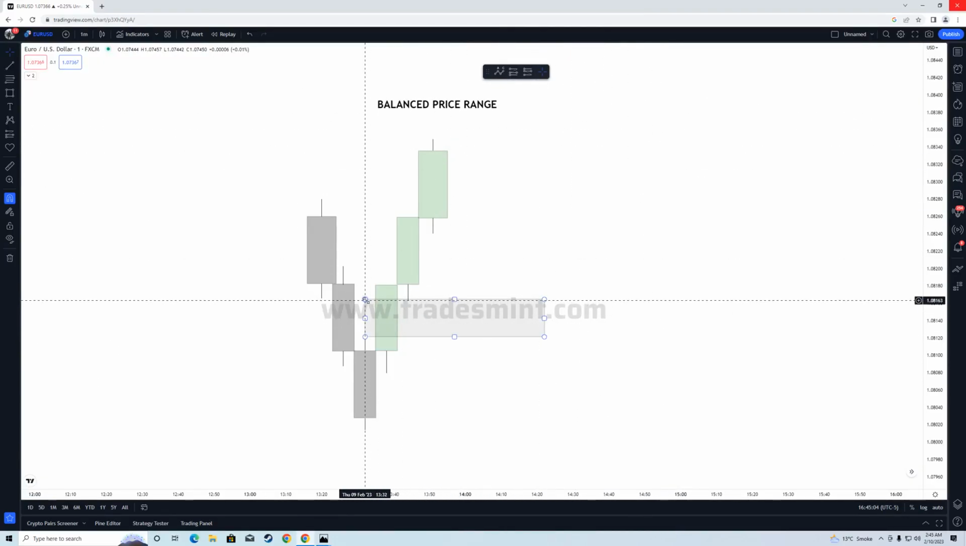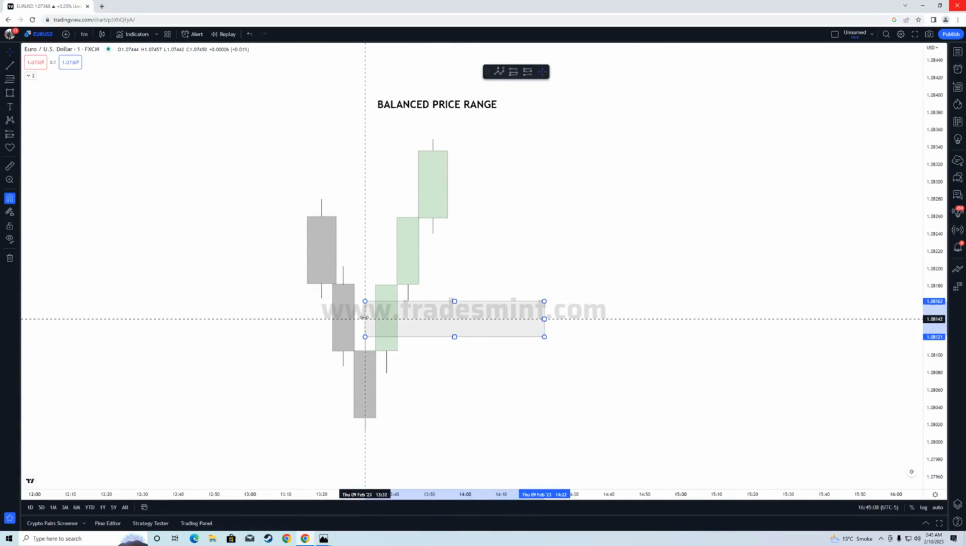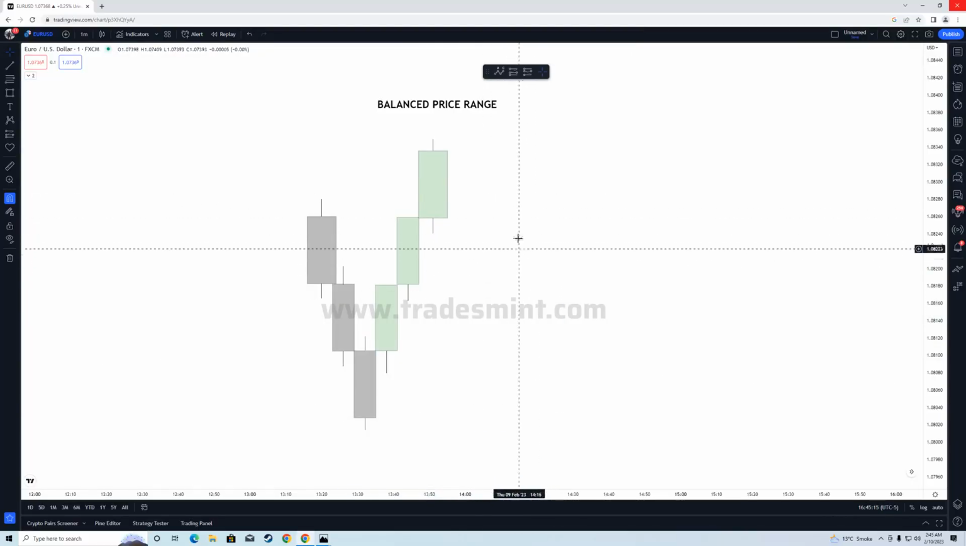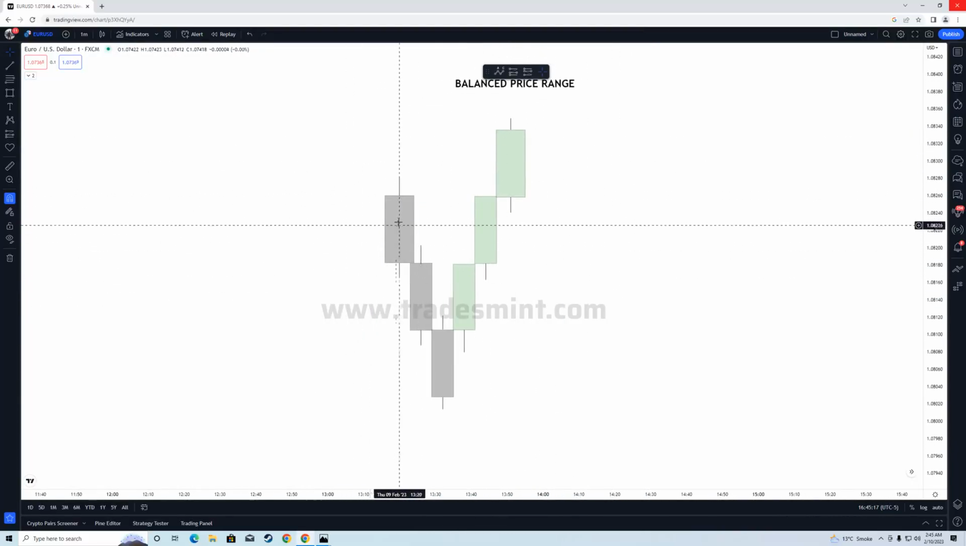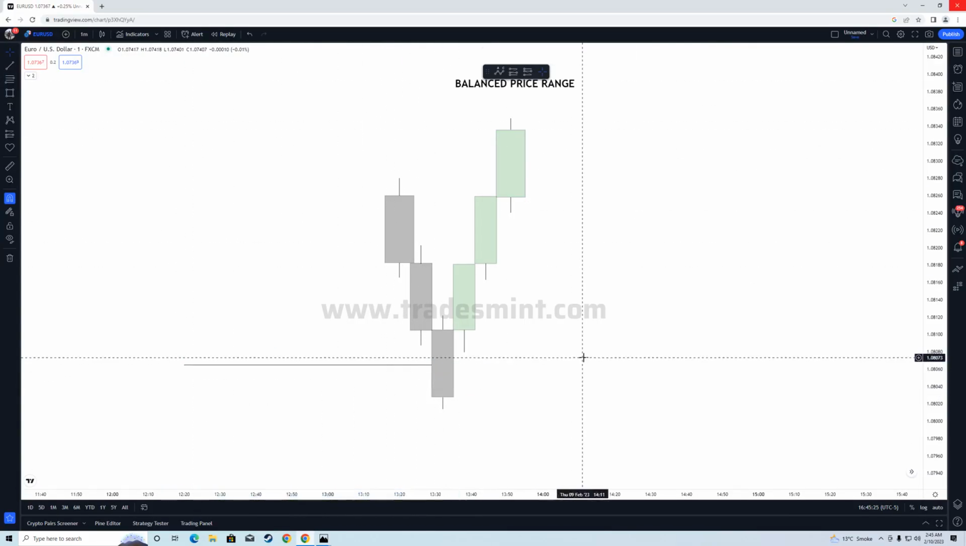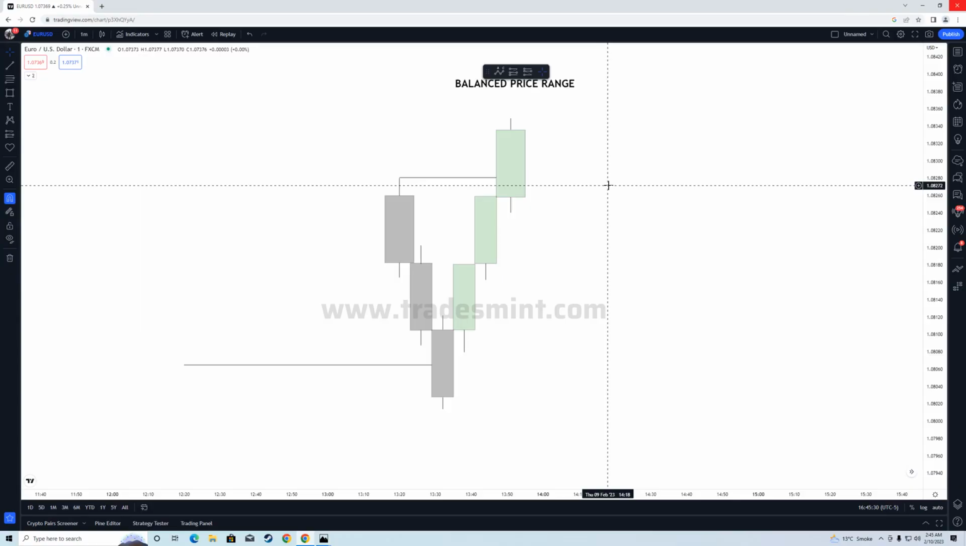Now, it's not necessary to always look for BPR, but it could be a nice confluence, and it is also a nice entry pattern that you can use. So what is a BPR? Let's assume that you have a move to the down, right? Boom. So let's assume there was some liquidity sweep right here. And after that, you have a market structure shift right here.